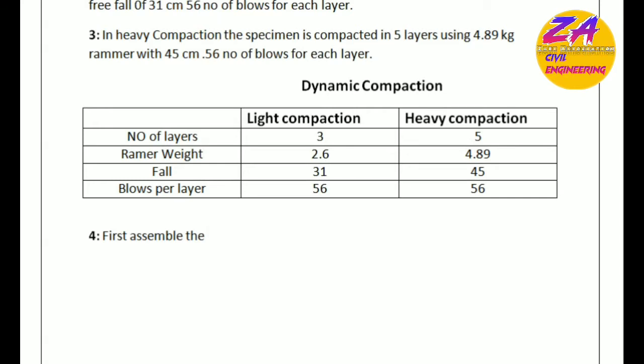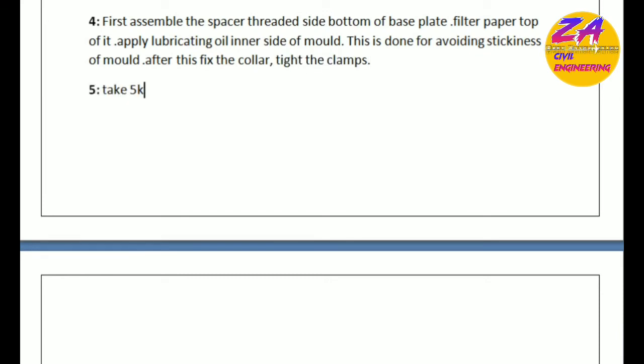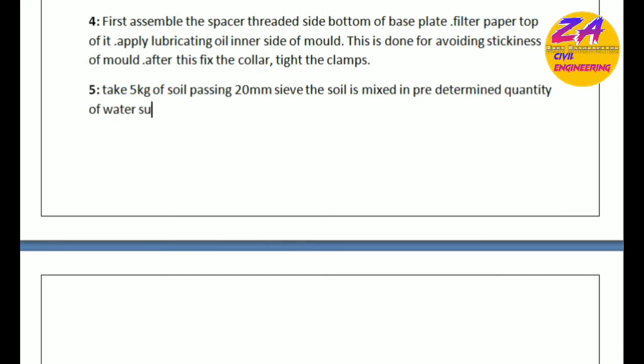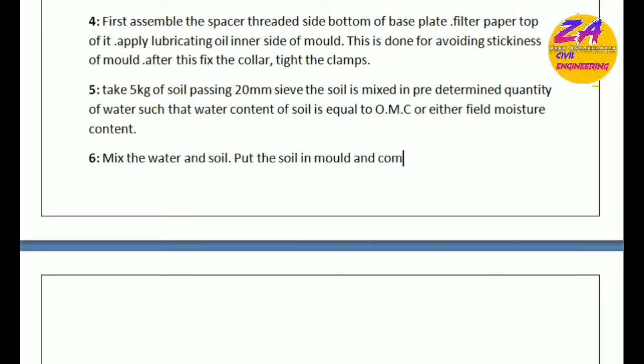Okay, first assemble the spacer disc threaded side at the bottom of the base plate, with filter paper on top of it, and apply lubricating oil on the inner side of the mold. This is done to avoid stickiness of the mold. After that, fix the collar and tighten the clamp. Take 5 kg of soil passing a 20 mm sieve. The soil is mixed with a predetermined quantity of water, such that the water content of the soil is equal to OMC or the field moisture content. And the sixth step, mix the water and soil. Put the soil in the mold and compact the soil in different layers.